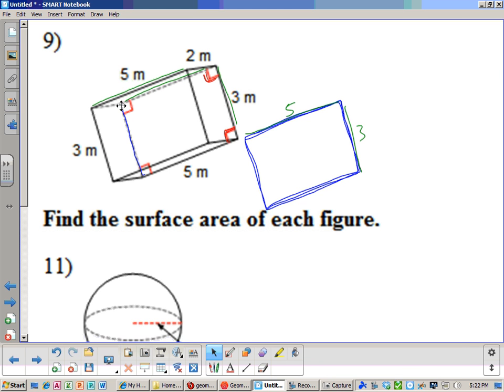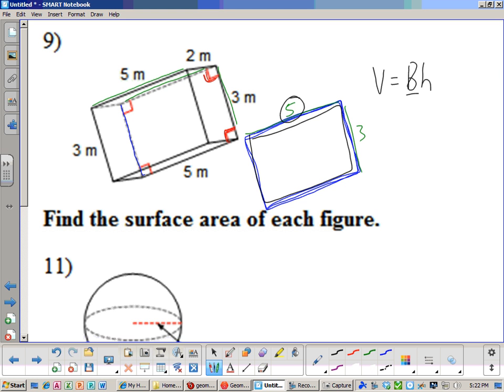Now, this is a prism. Prism follows the formula: volume is equal to big B times H, right? Big B times H, where big B stands for area of the base. Well, that's pretty simple. Here is my base right now, right? I have 5. I got 3. 5 times 3 is an area of 15. So that's my area of the base. My area of the base is 15, multiplied by the height.